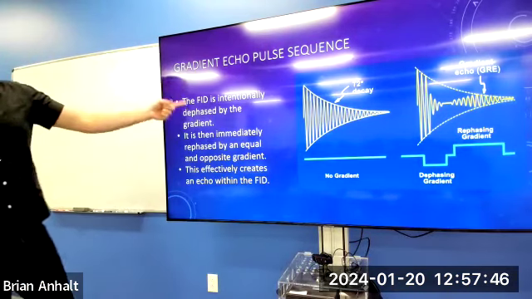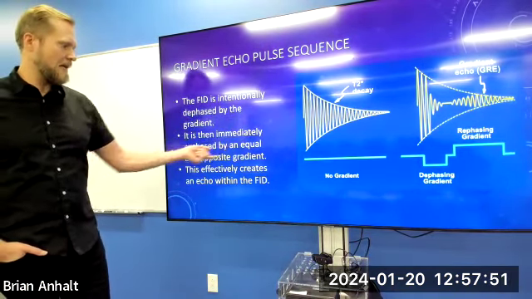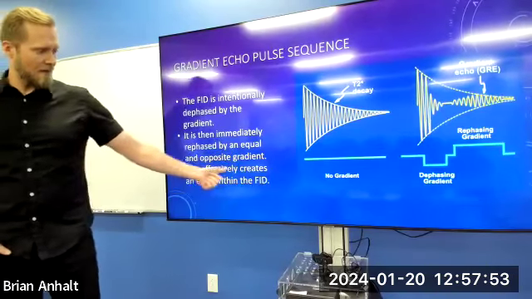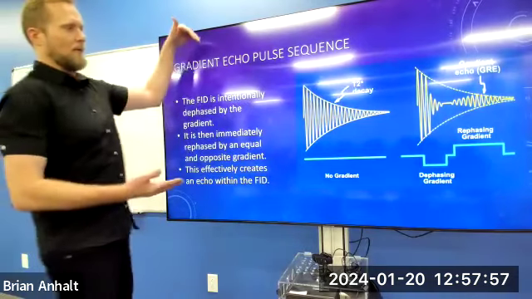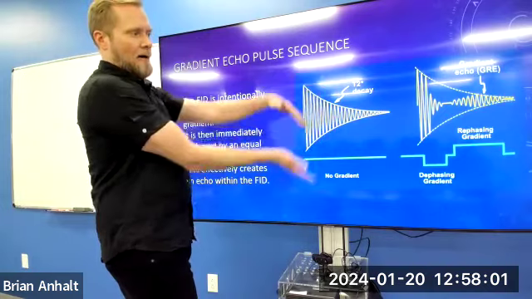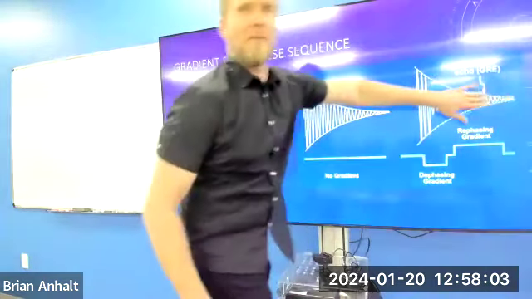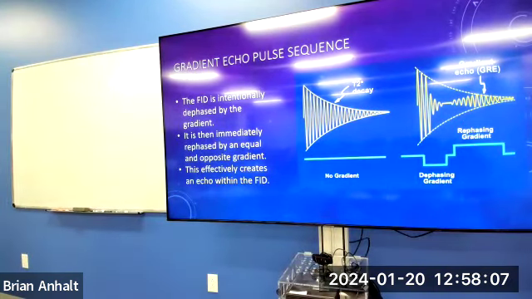The FID is intentionally dephased by a gradient, then is immediately rephased by an equal and opposite gradient. This effectively creates an echo within the FID. Where we normally just had the free induction decay that we didn't measure, now we can turn a gradient on and then opposite, and we get a little echo that we can record and put in decay space. Why the hell would we do this?